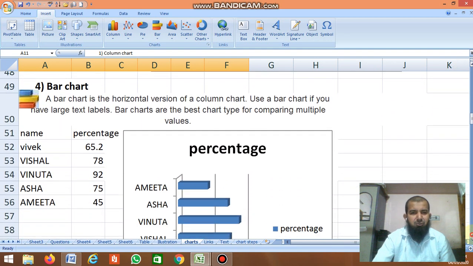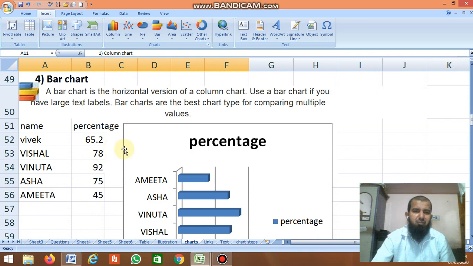Next, fourth one, bar chart. A bar chart is similar to a column chart, but it displays horizontally. Instead of vertically, it displays horizontally. Clear, no?